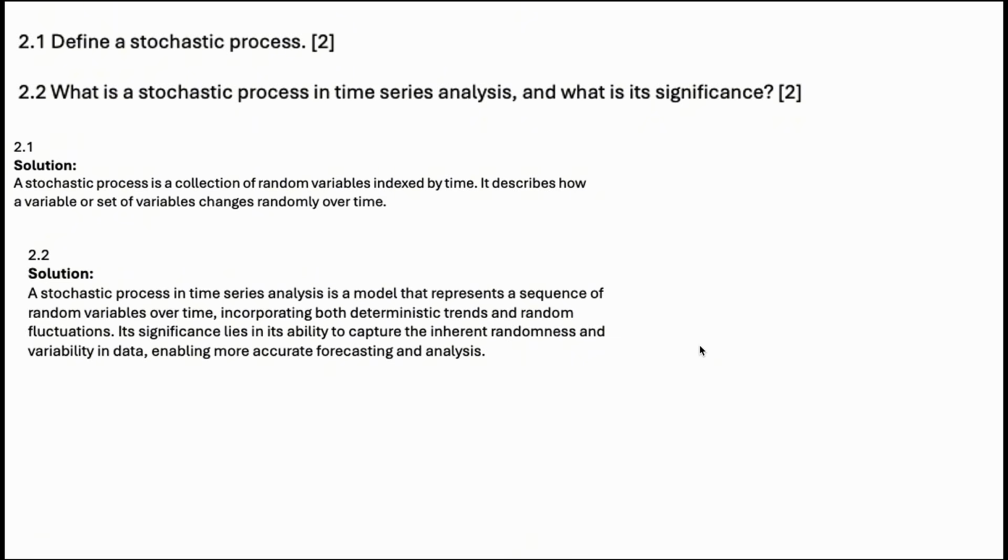Cool, nothing crazy. What is a stochastic process in time series analysis, and what is its significance? A stochastic process in time series analysis is a model that represents a sequence of random variables over time. It incorporates both deterministic trends and random fluctuations. Its significance lies in its ability to capture the inherent randomness and variability in data, enabling more accurate forecasting and analysis. So it's significant because it captures inherent randomness and it enables accurate forecasting and analysis.